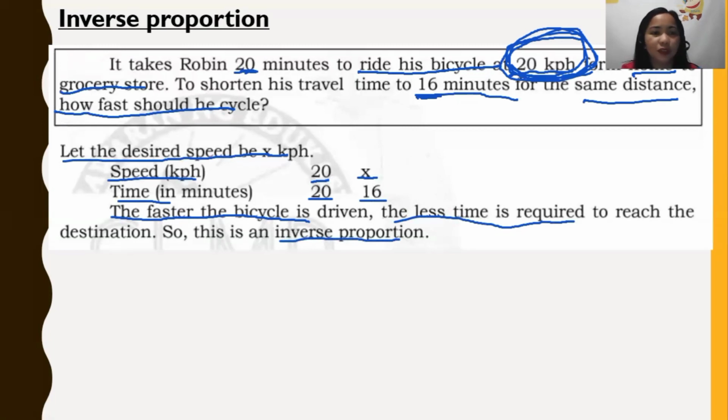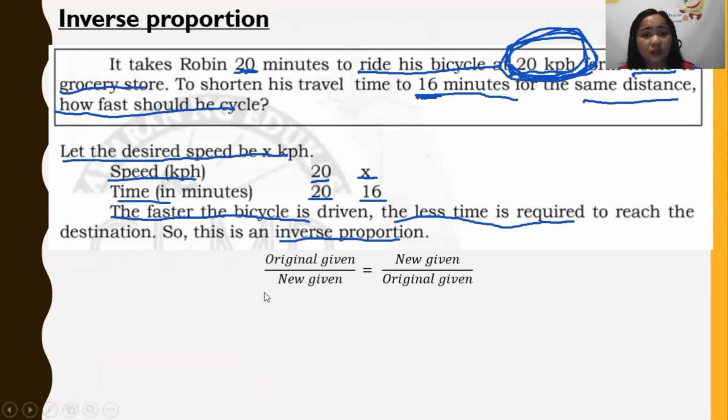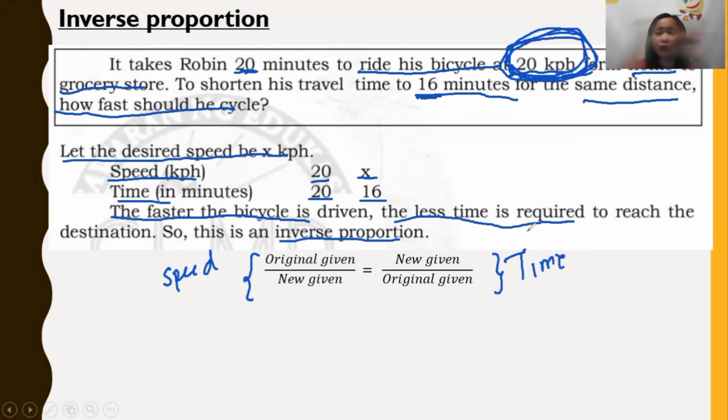So this is an example of inverse proportion. So sa inverse proportion, para ma-solve natin ito, meron tayo dito sinusunod na original given is to new given equals new given is to original given. Now, let us substitute. Pero dapat, dito sa side na to, lahat ito ay ilagay natin na speed. At dito sa side na to ay time. Pero pwede siya magbaliktad. Basta magkasama.